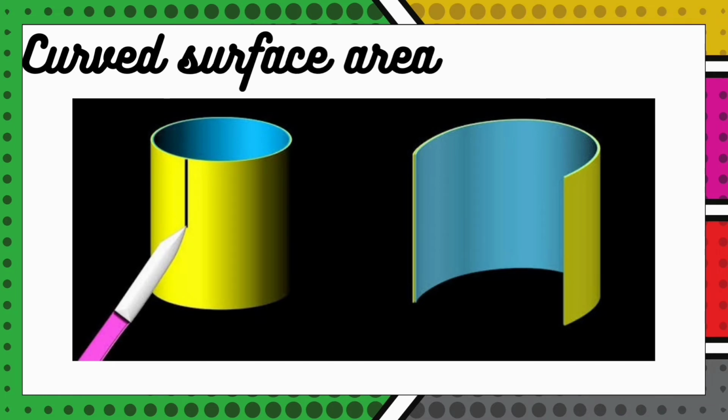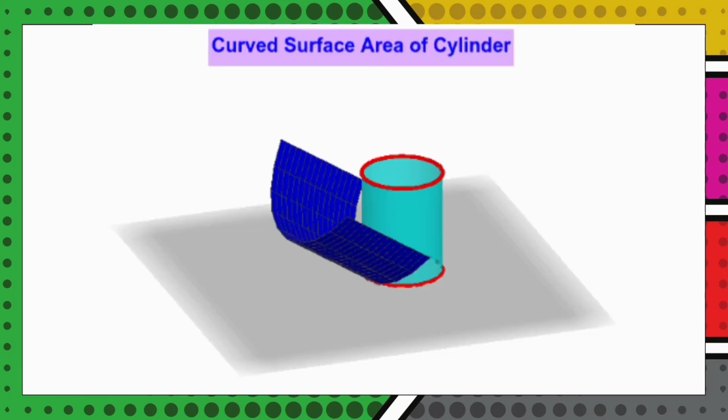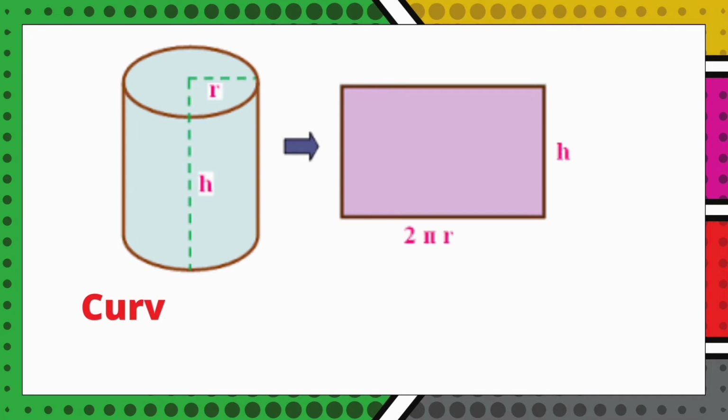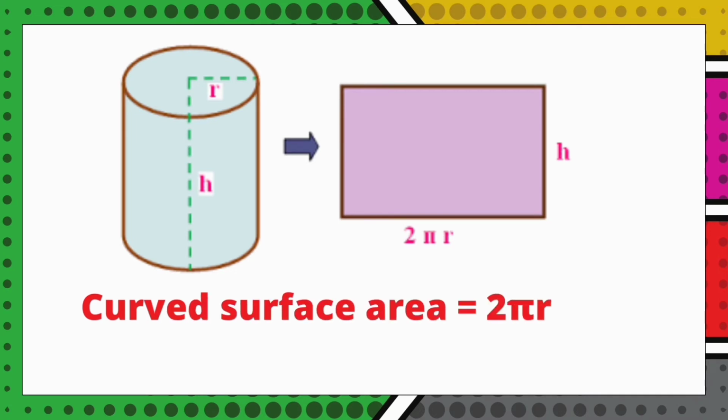To find the curved surface area, which is the area of the rectangle that forms the curved surface, when you remove the area of the two circles from the formula for the total surface area of a cylinder, you get the curved surface area of a cylinder. So the curved surface area of the cylinder, as I've said, will be the area of the rectangle, which is 2 pi r, which forms the length, times the height of the rectangle. So the curved surface area of a cylinder will be 2 pi r h.